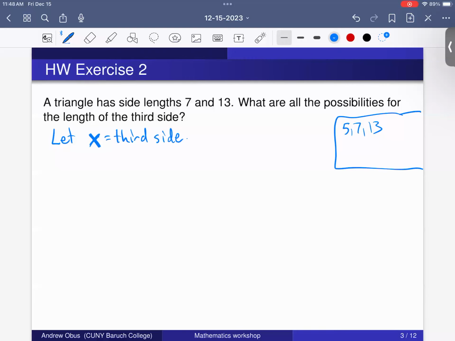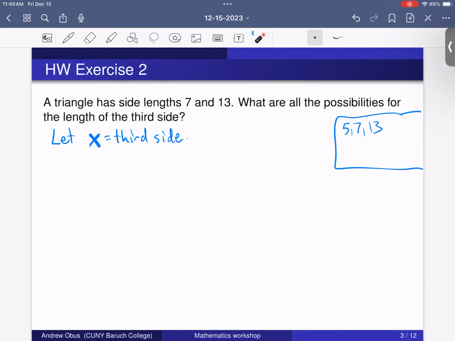Yeah, let me try. Okay, I think the triangle will no longer become a right angle triangle. Well, I claim this is even worse than not a right-angled triangle. I'm claiming that this is not any triangle at all. You can't have a triangle with side lengths 5, 7, and 13.